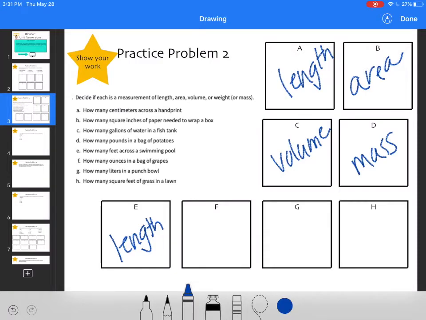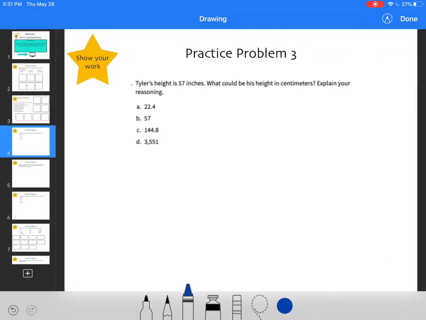How many ounces in a bag of grapes? That's mass or weight. How many liters are in a punch bowl? That's volume. How many square feet of grass in a lawn? That's area, because square feet is talking about area.